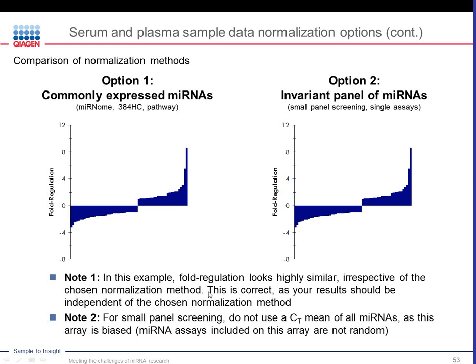And also, as a second note, for small panel screening, do not use a CT mean of all microRNAs as this array is biased, meaning that your assays are not included on this array at random.